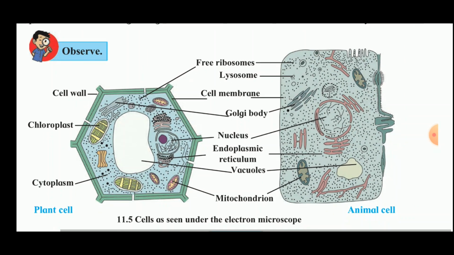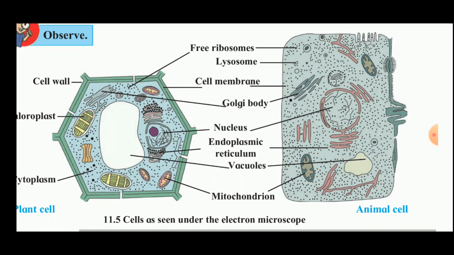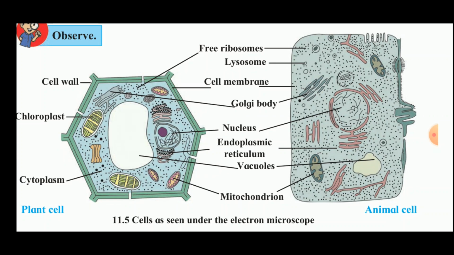Now let us first observe the plant cell and the animal cell under the electron microscope. You can see that there is a single big vacuole in a plant cell, whereas there are many small vacuoles in an animal cell. Then there is a cell wall in a plant cell. There is no cell wall in the animal cell. Then there is a cell membrane inside the plant cell, whereas the cell membrane is the outer covering of the animal cell. Thus, the plant cell has a double covering, the cell membrane as well as the cell wall.